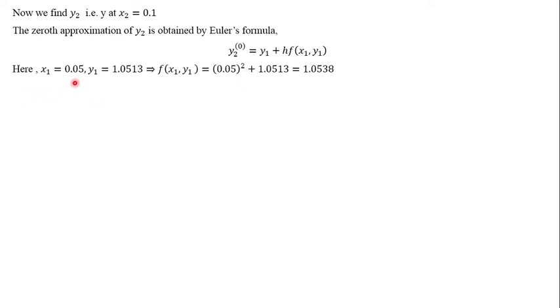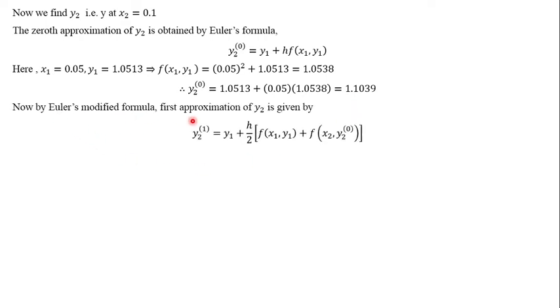So x1 is 0.05, and y1 we have computed in the previous step. So y1 is 1.0513 and therefore you will get f at x1 y1 is 1.0538. So put here f of x1 y1, h is 0.05. So you will get the zeroth approximation of y2 is 1.1039.